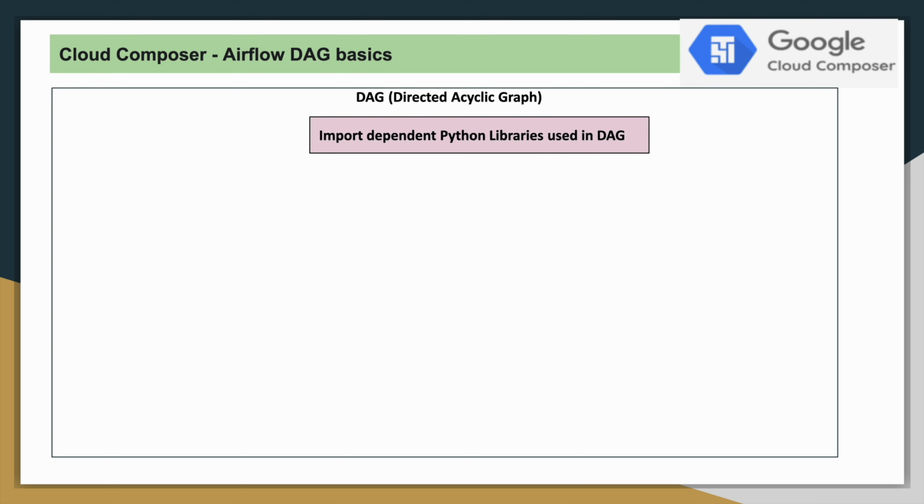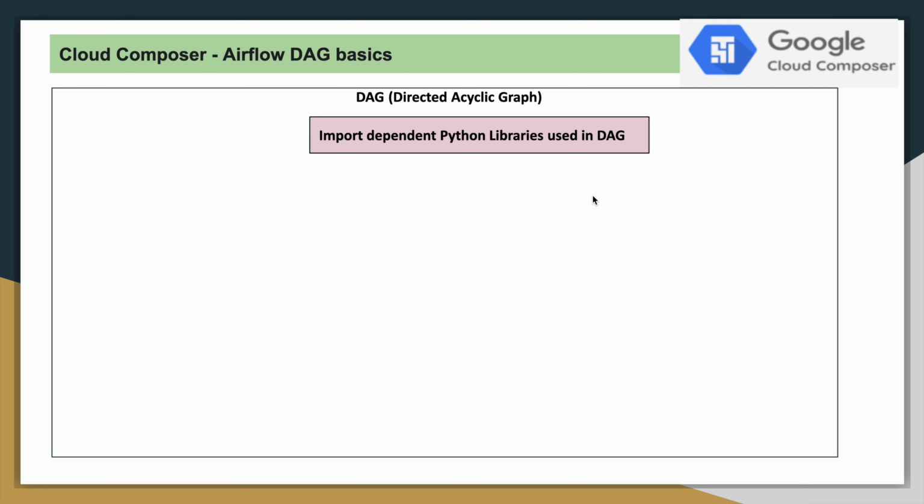The first thing is its dependent libraries. In the first step, while writing the DAG code, you will have to write your DAG code in the Python language, right? So for that you will have to import all the dependent Python libraries which are being used as part of the DAG. For example, we are going to use different operators based on the task which we are going to perform as part of this pipeline, right?